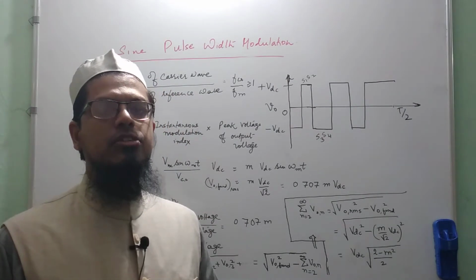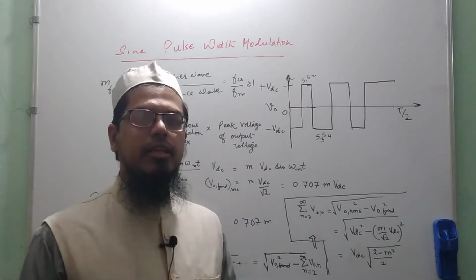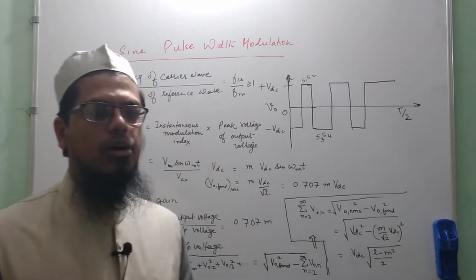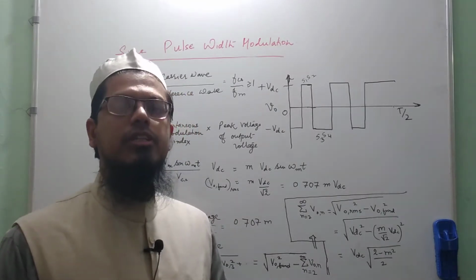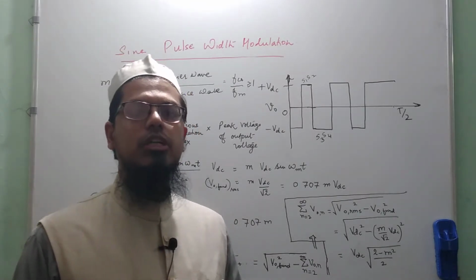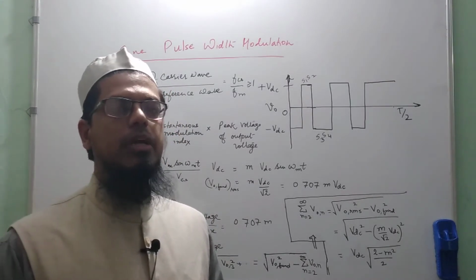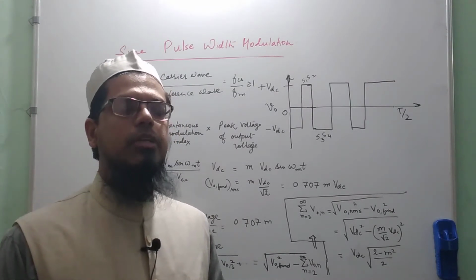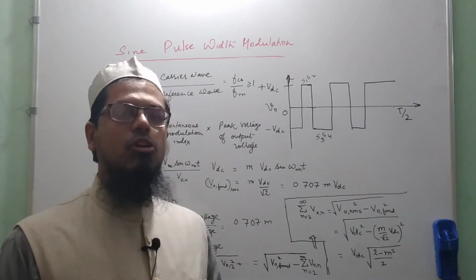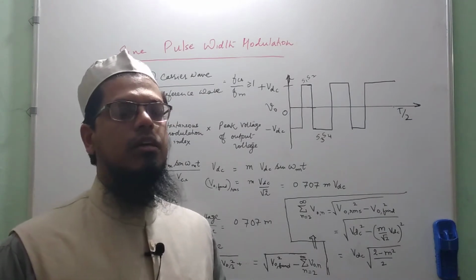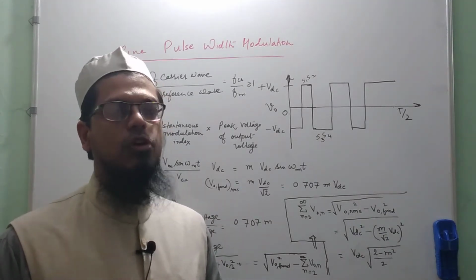In the previous lecture we saw how we can apply sinusoidal pulse width modulation scheme to control the output voltage of an inverter. In today's lecture we would be analyzing the waveform obtained from sinusoidal pulse width modulation scheme, and we will also try to obtain the harmonic spectrum for the output voltage waveform.